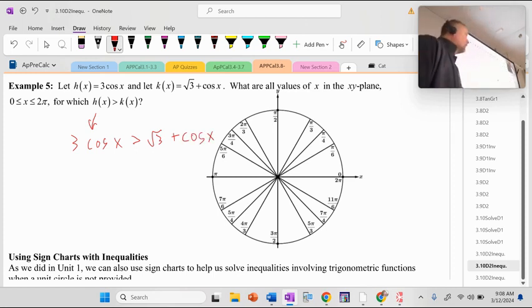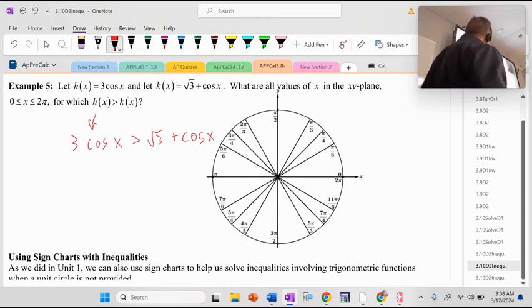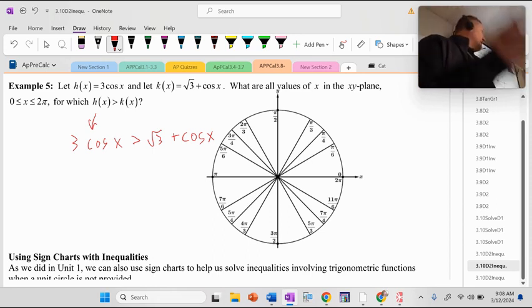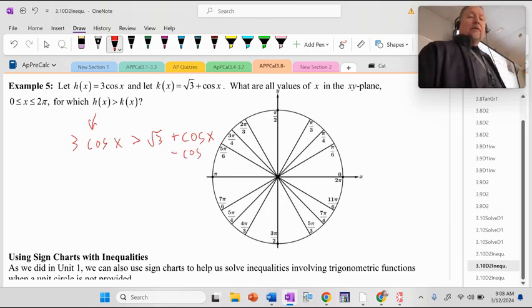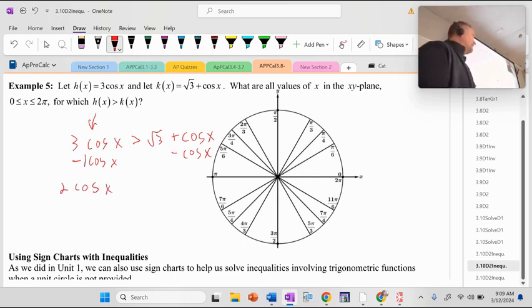All right, so 3 cosine X greater than root 3 plus cosine X. And then do what you did algebraically. Unfortunately, it's a cosine again. We could almost use the previous one for this, right? Because then we just have cosine. Okay, what do I do first? Subtract cosine X. That makes this 2. Someone asked me, where'd you get that 2 from? 3 minus 1, right? And then greater than root 3 over 2.